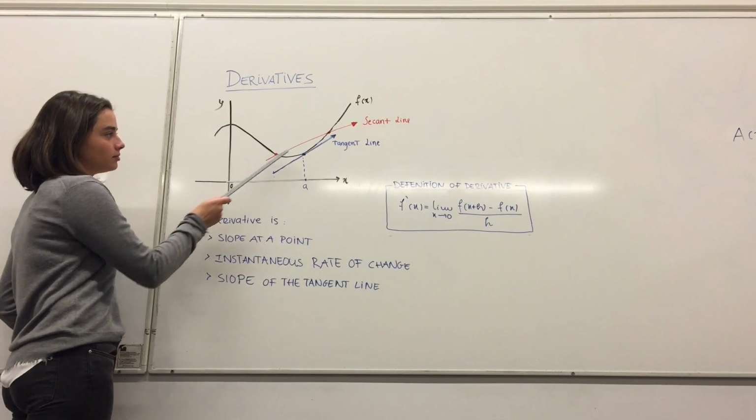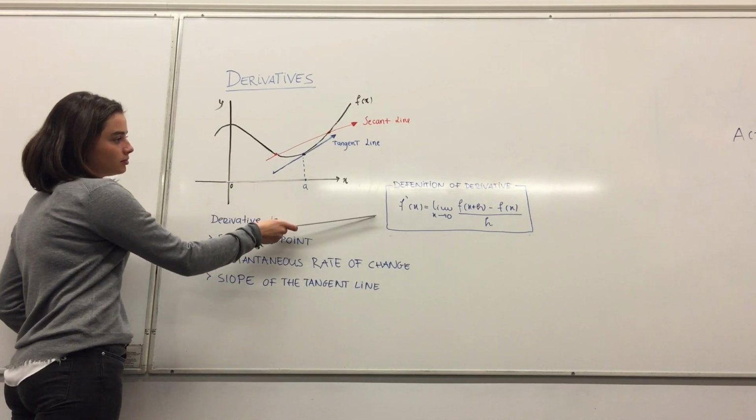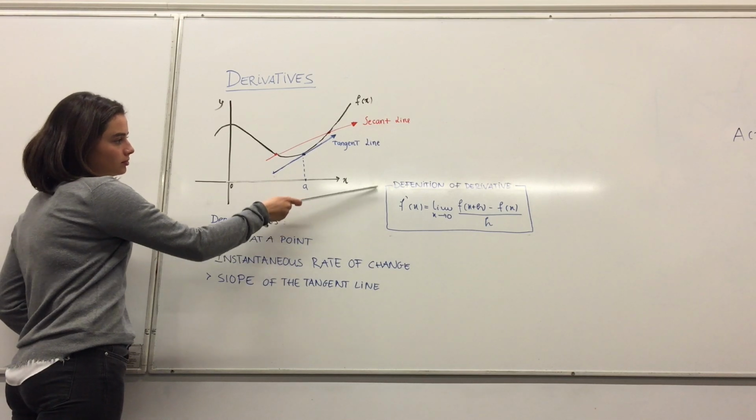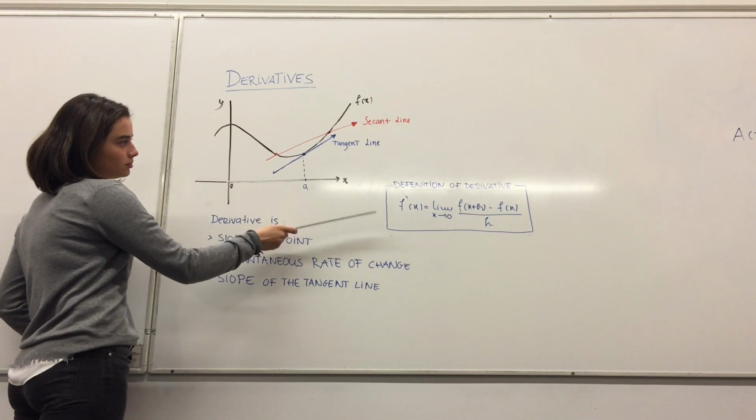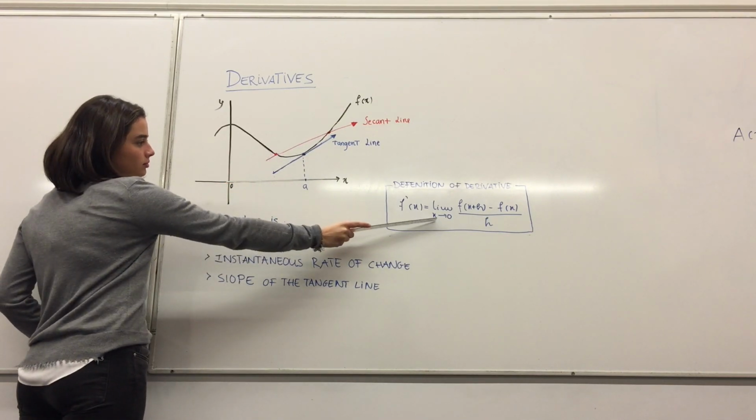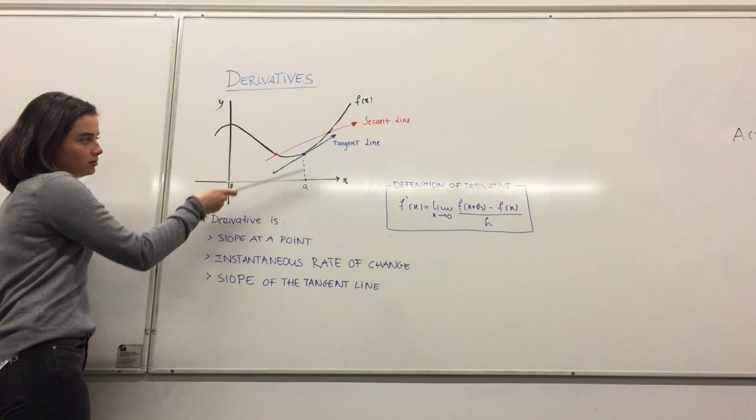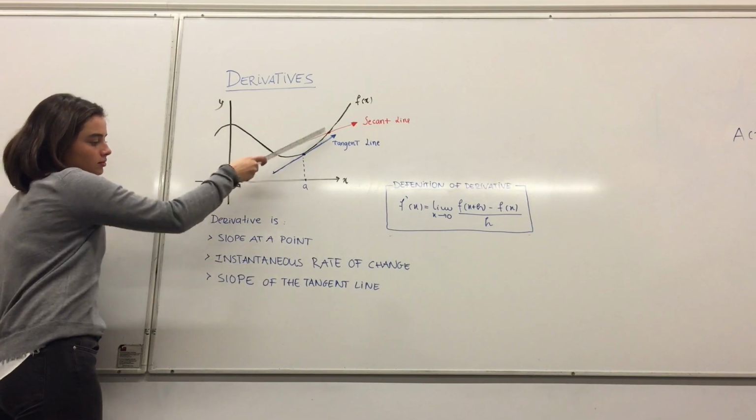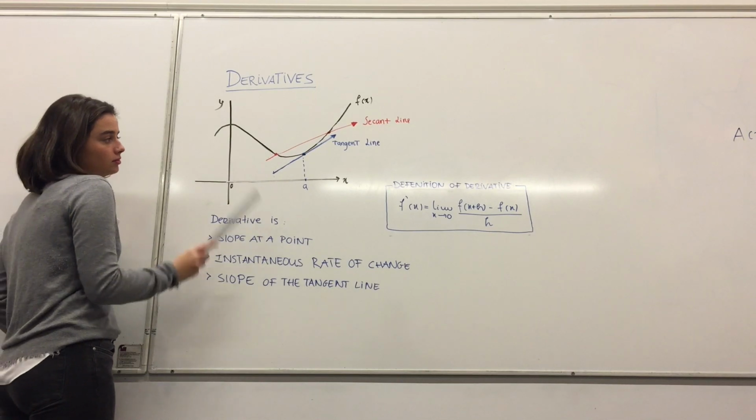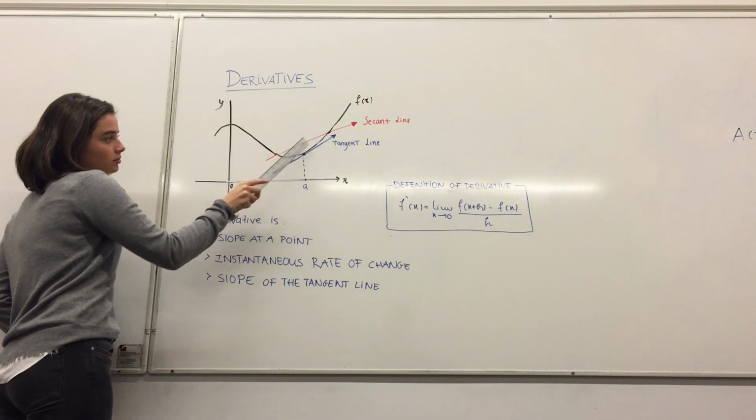The derivative of f of x with respect to x is the function f prime of x and is defined as the following function. The derivative is the slope of the secant line when h approaches 0. Derivative is the slope at a point, instantaneous rate of change, and slope of the tangent line. Slope of a curve varies as we move along it, and so does its derivative.